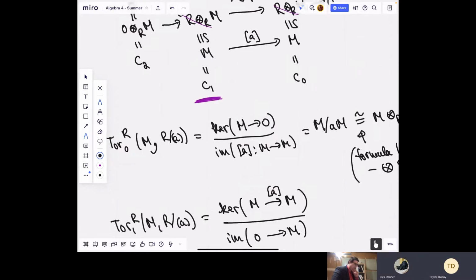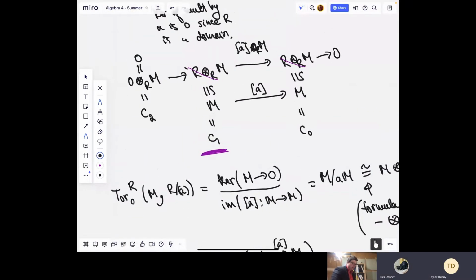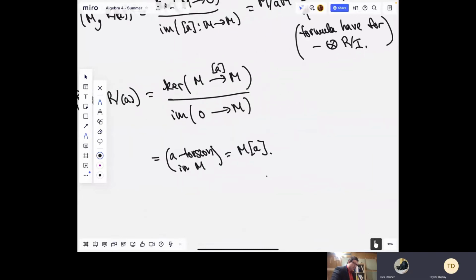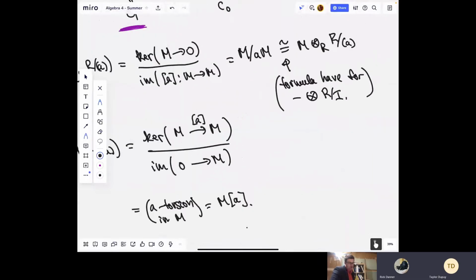Well, what is M mod AM? That almost seems like a torsion thing, but it's not. It's the result of doing Tor 0. It's the quotient, right? So M mod AM is not the torsion in M, so it's different. Yeah, it's the quotient.